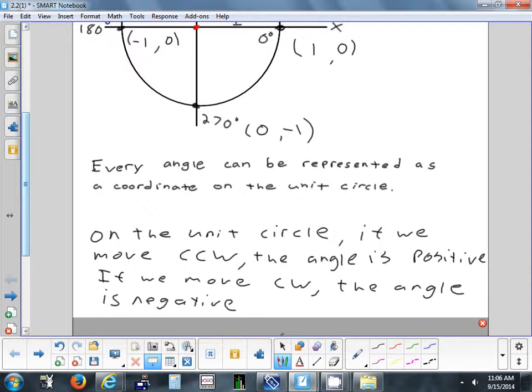We talked about this last week a little bit, but there's two directions you can move on the unit circle. You can either move in a clockwise or counterclockwise direction. And the only thing that changes is whether you're measuring a positive or a negative angle. So if we move counterclockwise, that's when our angle is positive. If we move clockwise, that's a negative angle. And I'll show that in a second on the other screen.